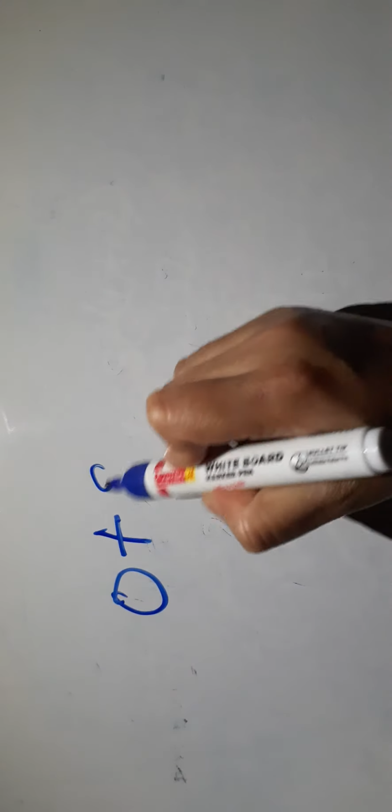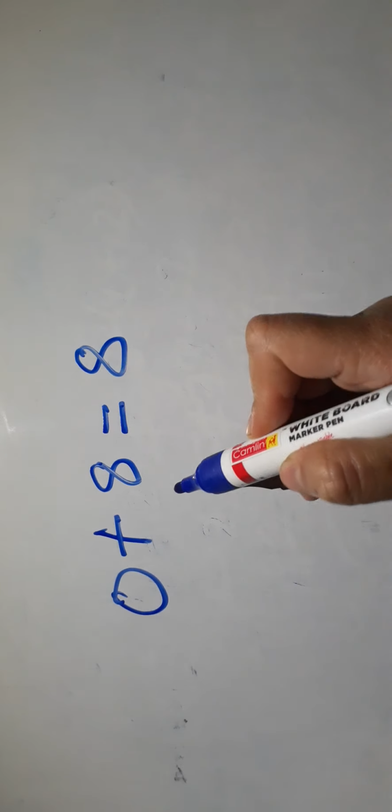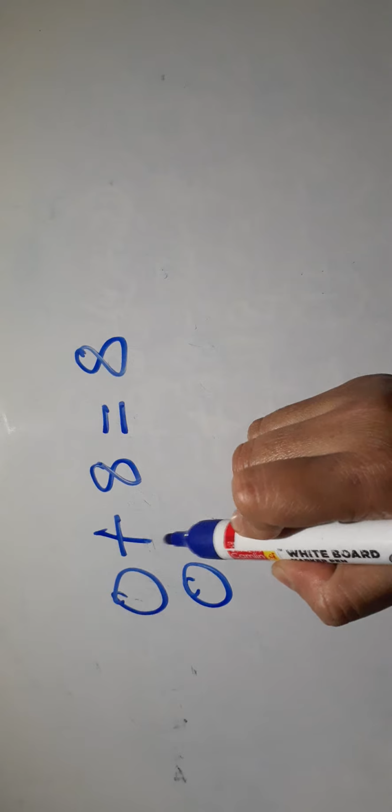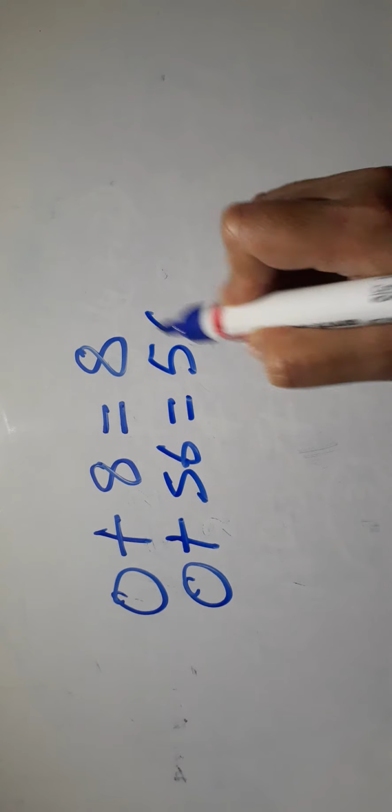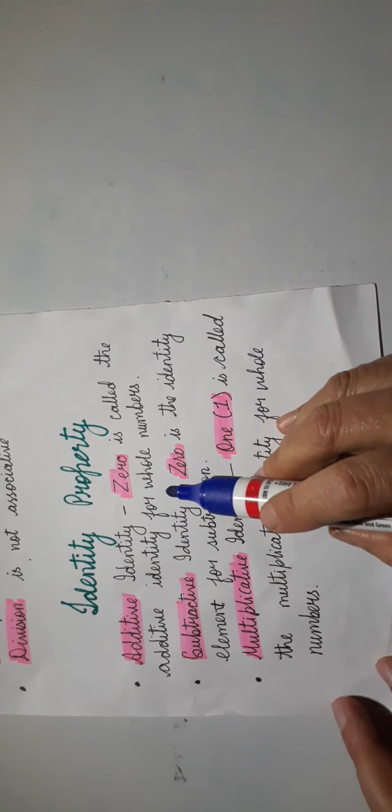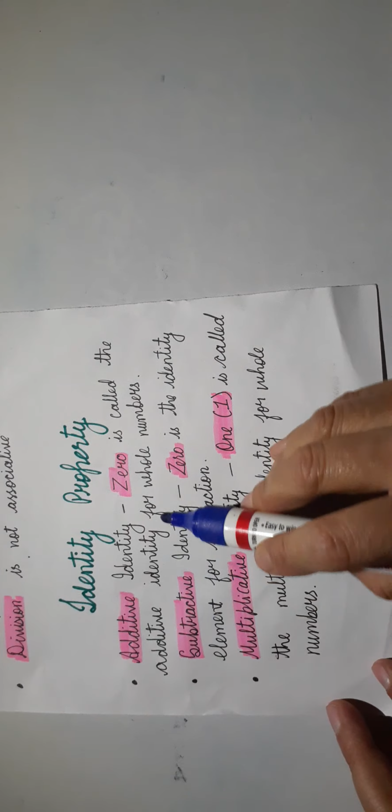Identity property. Additive identity. 0 is called the additive identity for a whole number. Now why is 0 called the additive identity for a whole number? Because if you take 0 and add it to any whole number, you still get the same whole number. Again, you add 0 to any whole number, let's say 56, you still get the same whole number. So that's why 0 is called the additive identity for whole numbers.